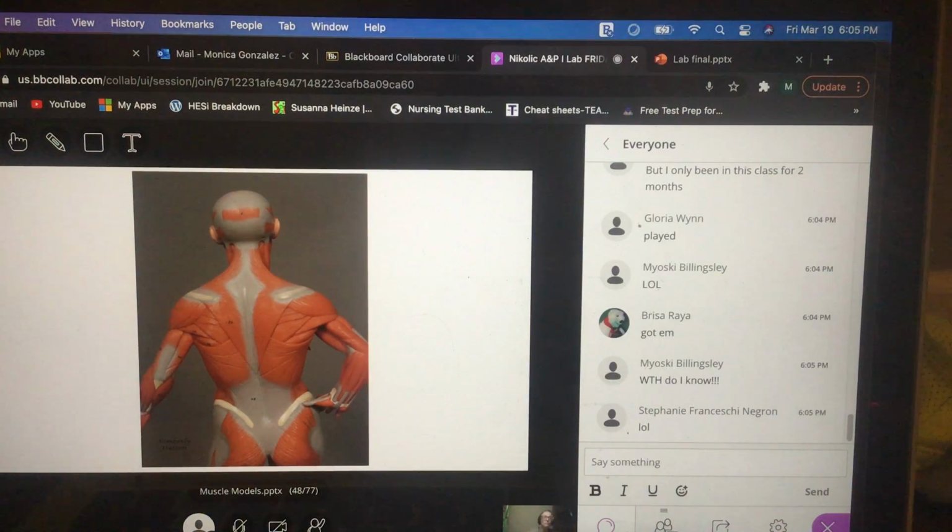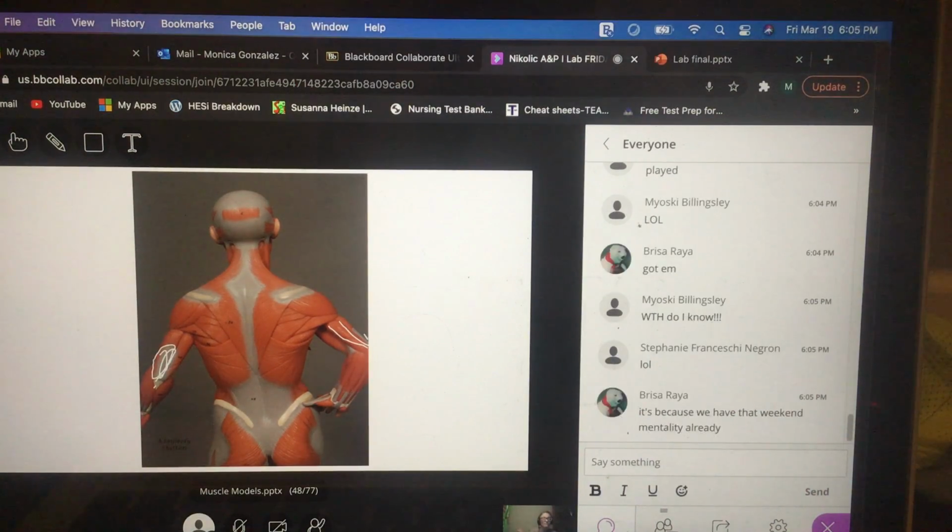Now, how do we know? We know that it couldn't be the lateral head, based on the model, because it's got a lot of this kind of connective tissue covering, right?